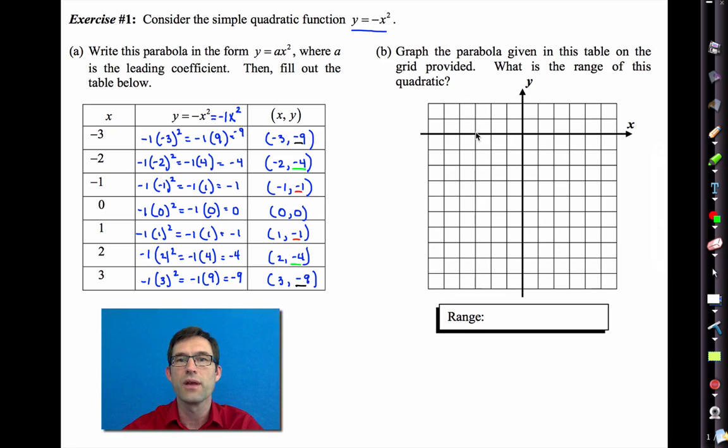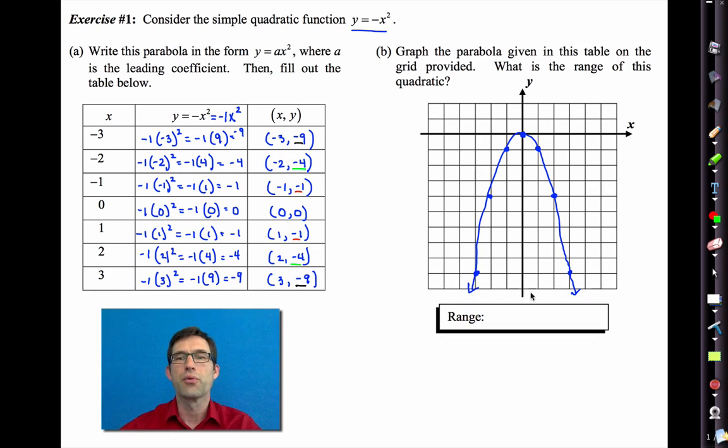We've got negative 3, negative 9, so 1, 2, 3, 4, 5, 6, 7, 8, 9. We've got negative 2, negative 4, 1, 2, 3, 4. We've got negative 1, negative 1, 0, 0, 1, negative 1, 2, negative 4, and 3, negative 9. So we get this beautiful parabola that looks something like that.